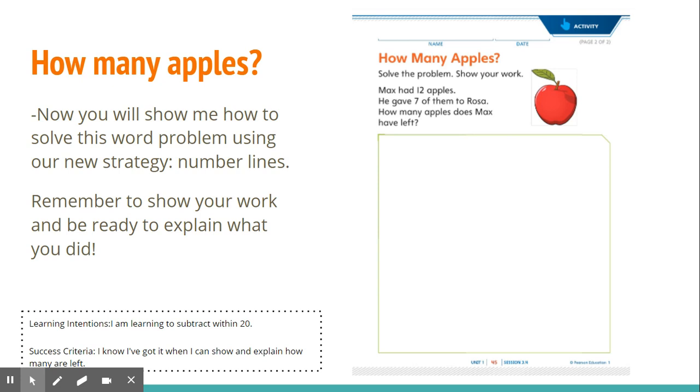So this time you're solving. Max had 12 apples. How many did he start with? 12. He gave 7 of them to Rosa. How many apples does Max have left? Solve this problem using our new strategy using a number line.